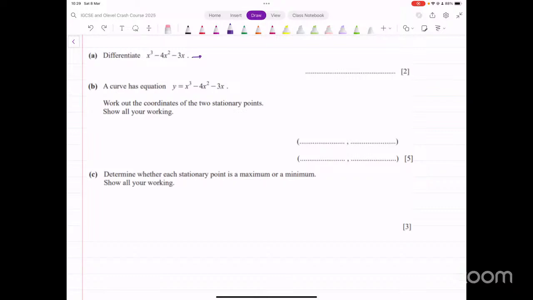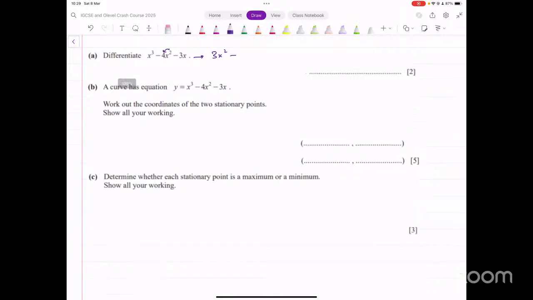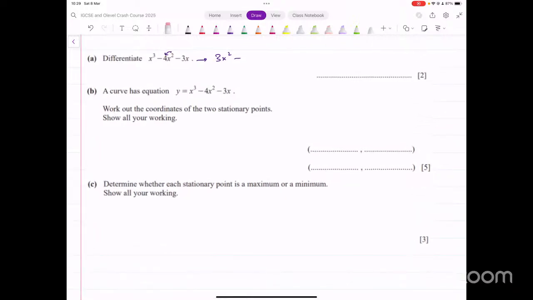X cubed, the derivative of that is 3x squared. Minus 4x squared: multiply by the power, 4 multiplied by 2, that gives you 8, so minus 8. Subtract 1 from the power, that's just going to be x. Derivative of minus 3x is just minus 3. This is the derivative that we were looking for in the first part: 3x squared minus 8x minus 3.